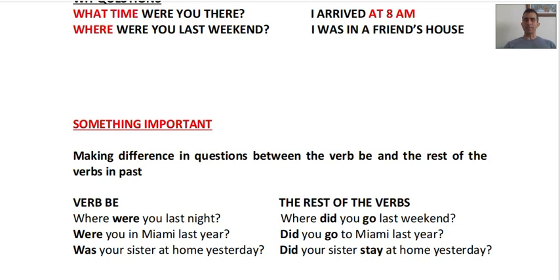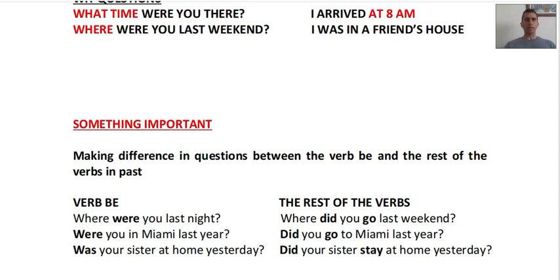¿Sí la pillaste? ¿Sacaste la conclusión? Voy a leer las preguntas y antes de yo brindarte la respuesta, saca tu propia conclusión en cuanto a las preguntas y la diferencia entre el uso del verbo be en ser o estar en pasado y el resto de verbos. So for the verb be, questions. Where were you last night? Were you in Miami last year? Was your sister at home yesterday? Second column, the rest of the verbs. Where did you go last weekend? Did you go to Miami last year? Did your sister stay at home yesterday?